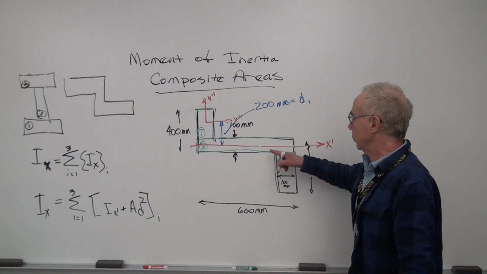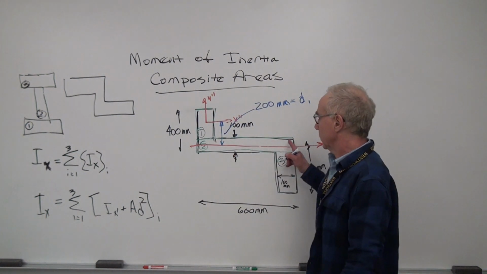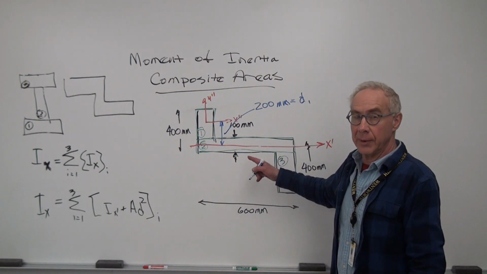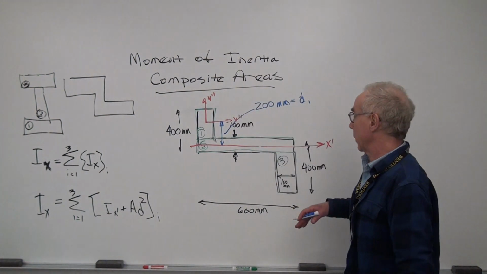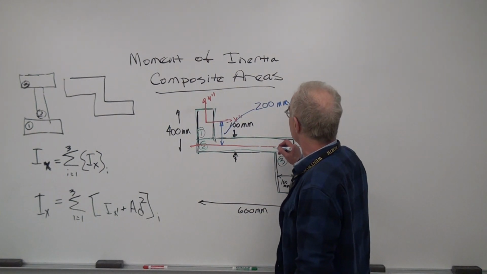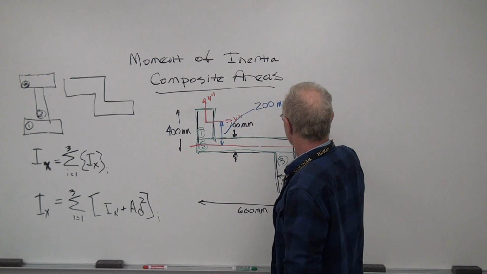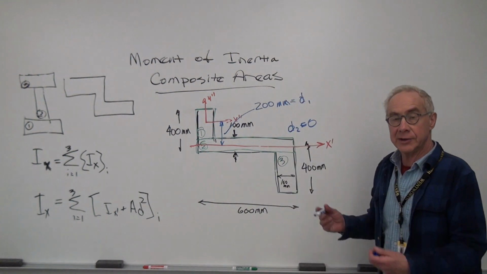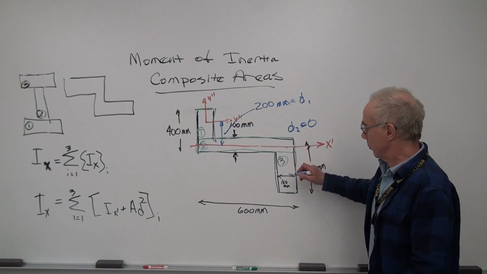Okay, our d sub 2 value, in this case, the centroid of this centerpiece has the same center as the overall composite area. So d sub 2 is actually equal to 0. And I have nothing to point to, but I will write it here. So d2 equals 0.